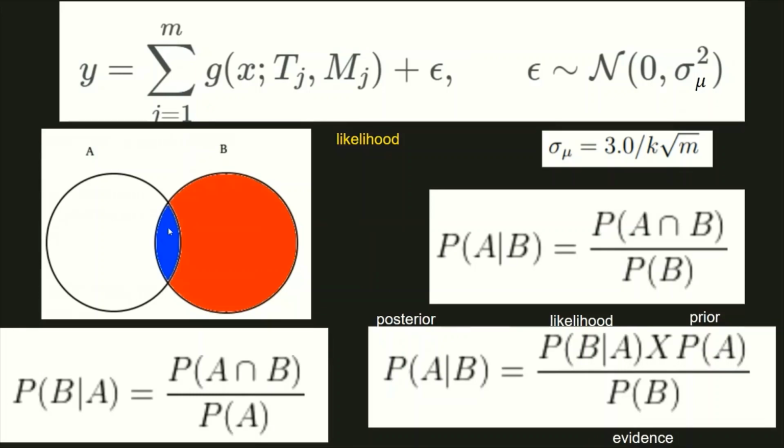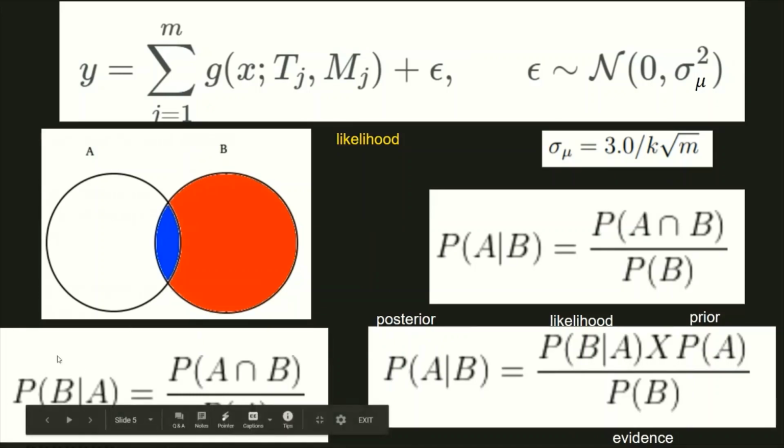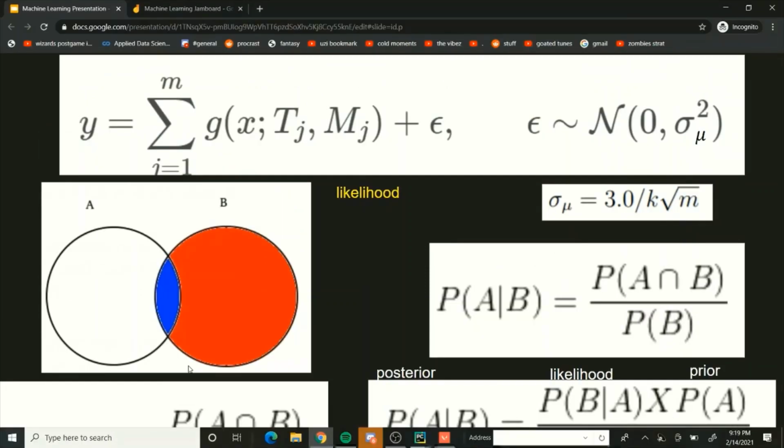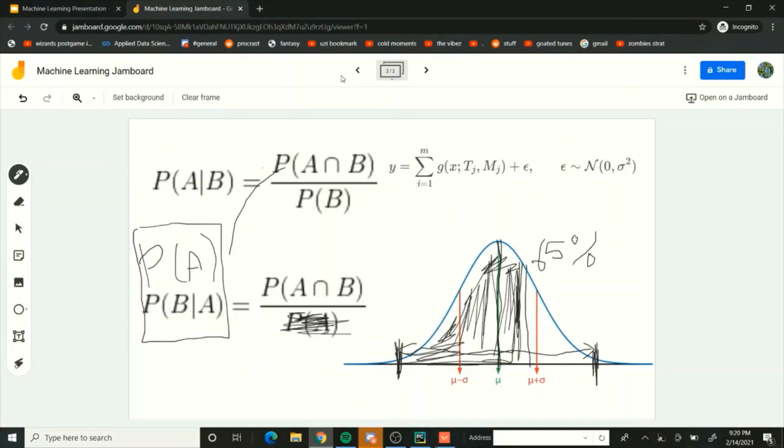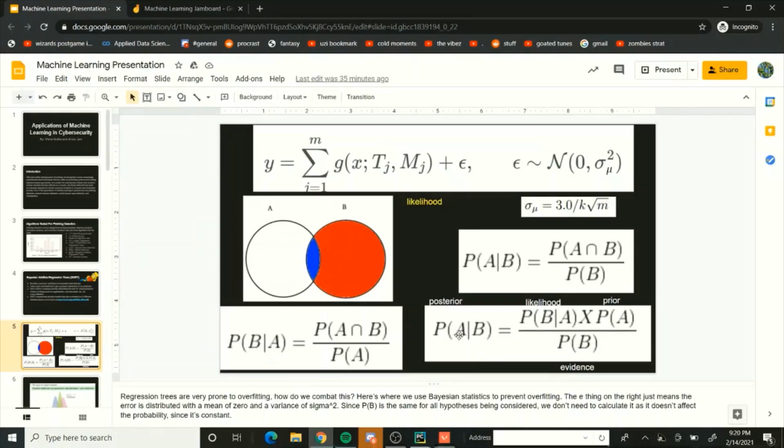And we can use the same derivation for P of B given A, and we get this formula. And what we can actually do is multiply by P of A on both sides, and then we can substitute this for this. And that's how we get this equation on the bottom right.